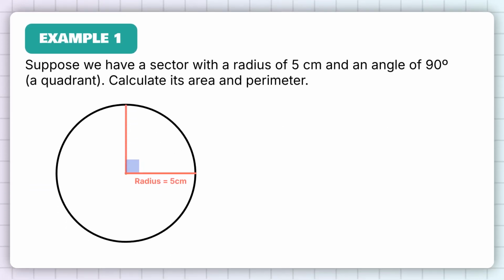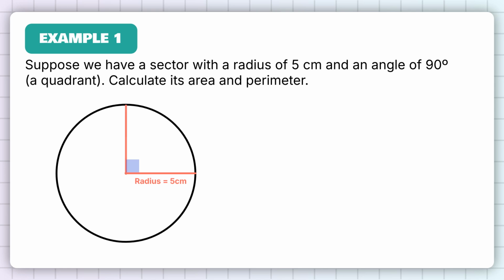Let's apply what we've learned to a practical problem. Suppose we have a sector with a radius of 5 centimeters and an angle of 90 degrees. Remember that we call this type of sector a quadrant. Pause the video and see if you can calculate its area and perimeter.